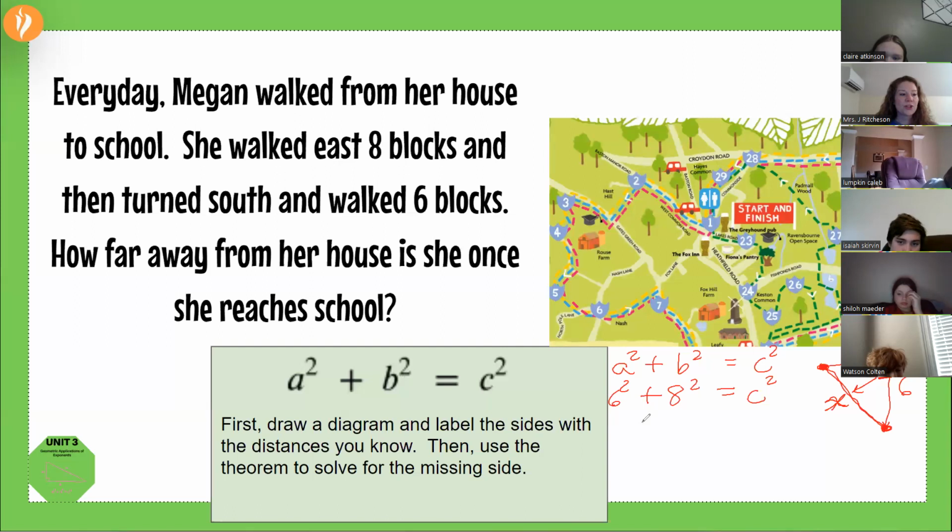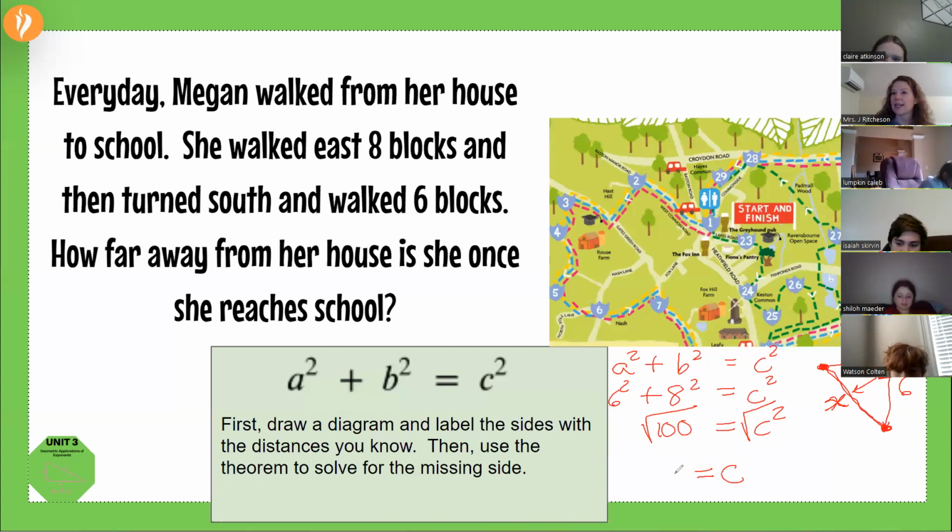All right, so 36 plus 64 is 100, you guys. 36 plus 64 is 100. So how do we find C? If C squared is equal to 100, how do we find C? We find the square root of both sides. So everyone, please answer the question. What is the square root of 100?